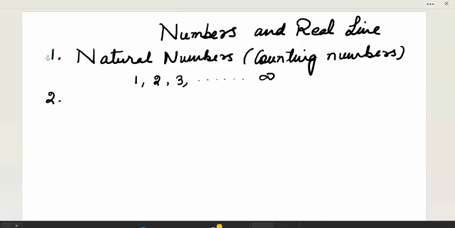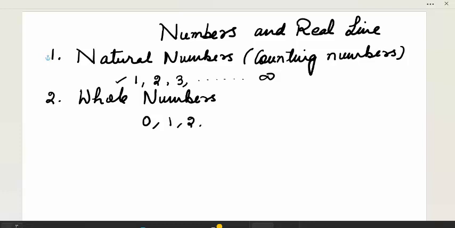The next type of numbers which we use are whole numbers. Now, what are whole numbers? If we add a zero to our natural numbers, we will get whole numbers. So the whole numbers are nothing but when zero is added to our natural numbers.